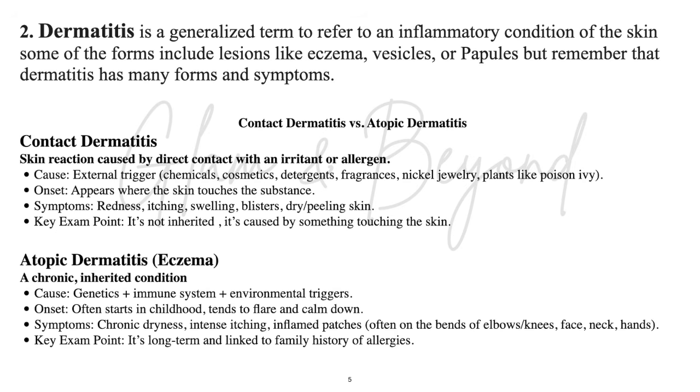Number 2, it's dermatitis. It is a generalized term. The term dermatitis is a generalized term to refer to an inflammatory condition of the skin. Some of the forms include lesions like eczema, vesicles, or papules, but remember that dermatitis has many forms and symptoms. So let's go over a few of these that are very commonly questioned on your state exam.